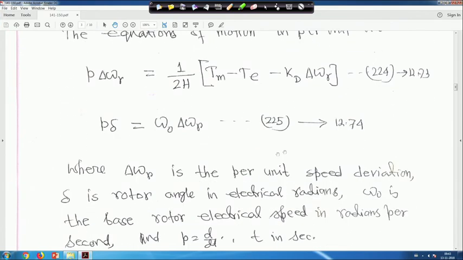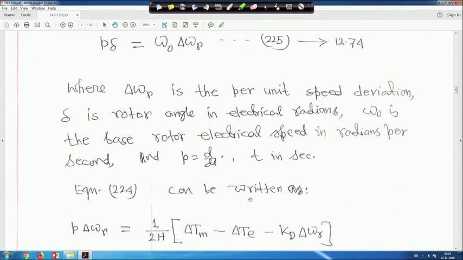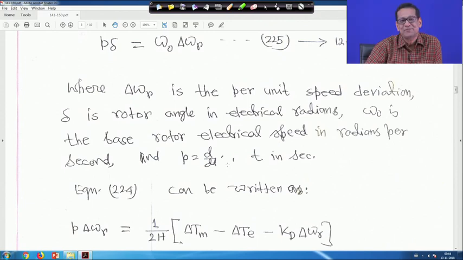And where delta omega is the per unit speed deviation and delta is the rotor angle in electrical radians. This we have seen earlier. So, omega_0 is the base rotor electrical speed in radians per second. And we know p is d/dt, we have represented by this differential operator, but later we will replace it in the Laplace domain. So, we replace p by s, and T in seconds.